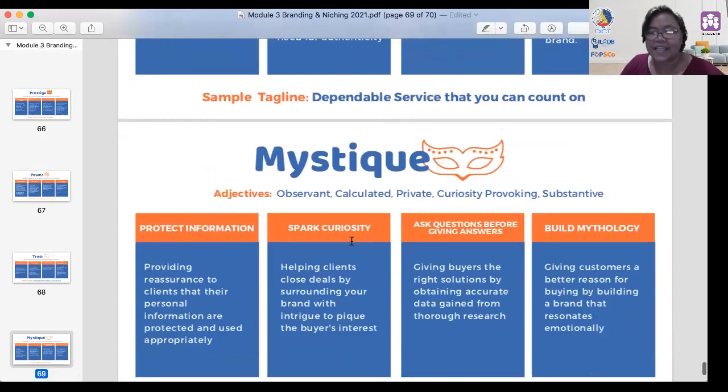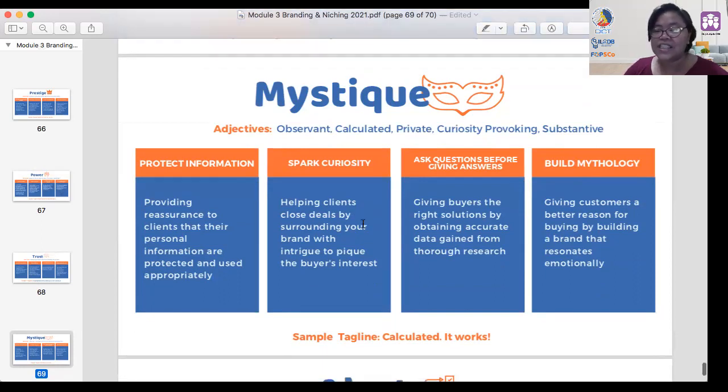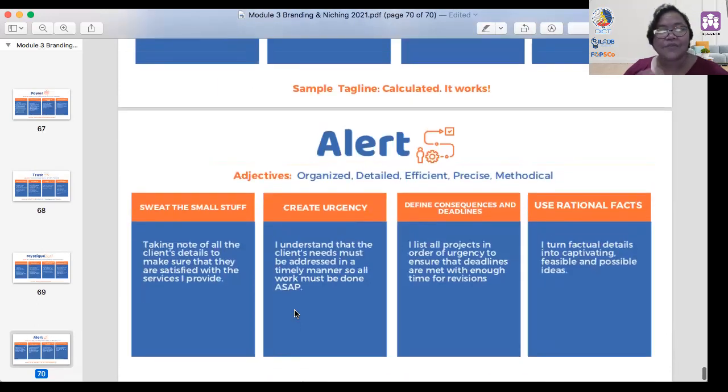Okay. Mystique, the adjectives would be observant, calculated, private, curiosity provoking, and substantive. And of course, your direction is to protect information, spark curiosity, but more like your brand anthem should sound like protecting information, sparking curiosity, asking questions before giving answers, and building mythology. Sample tagline, calculated, it works. Mystique, okay?